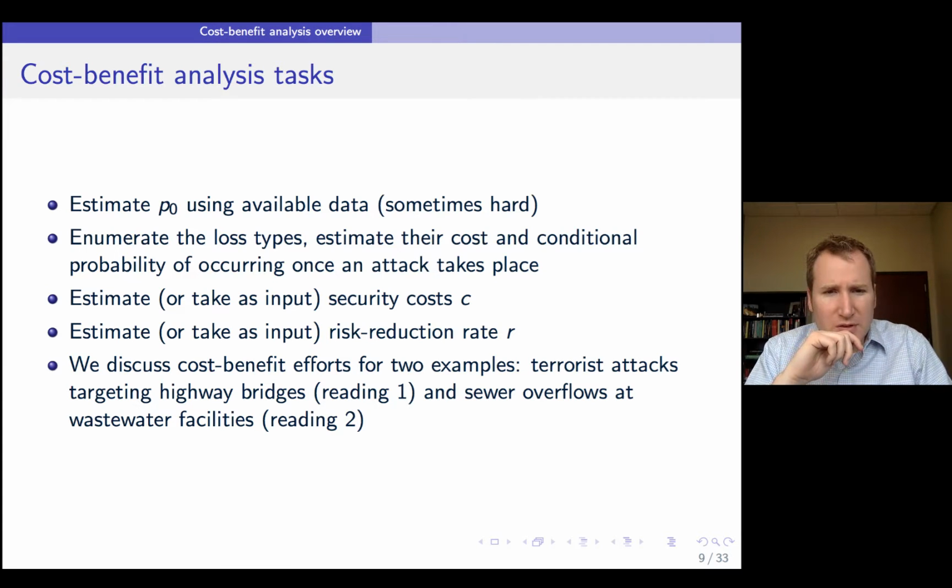And in the next video, we will put these new measures to the test for two case studies that are covered in the reading. One is considering mitigations to terrorist attacks targeting highway bridges, and a second is looking at sewer overflows at wastewater facilities. To learn more about that, continue on in the next video.